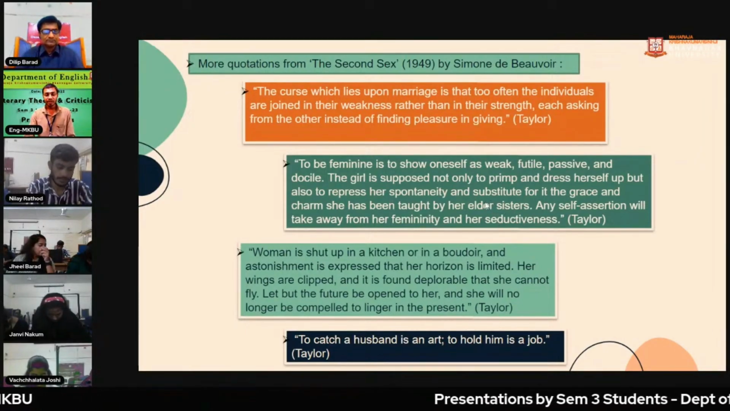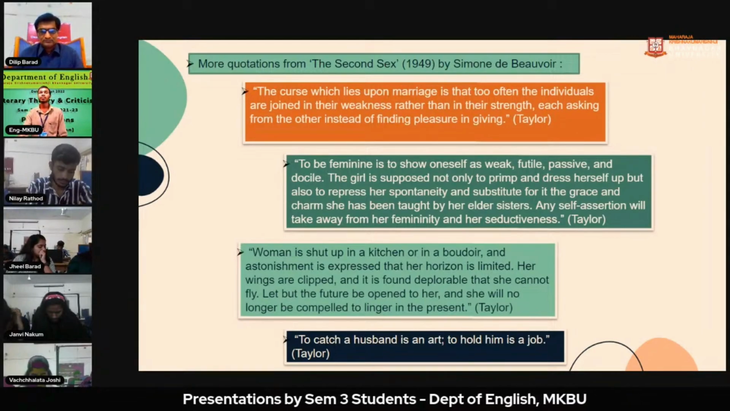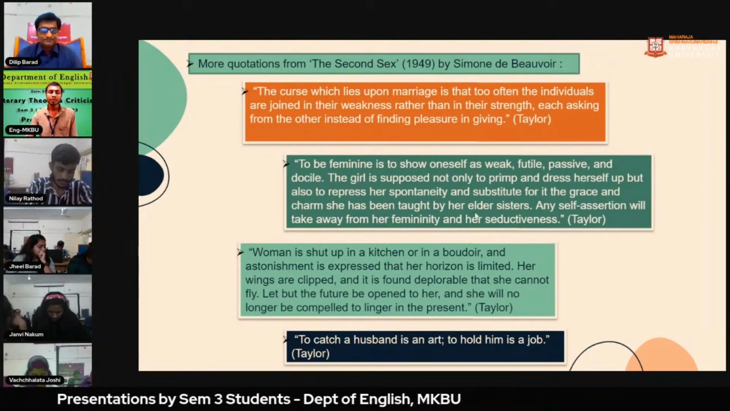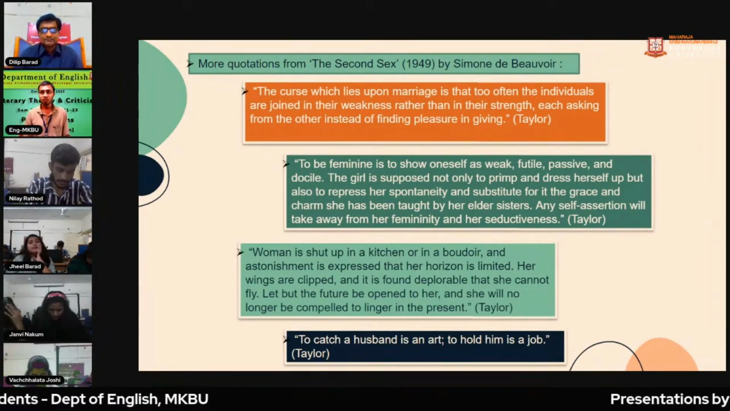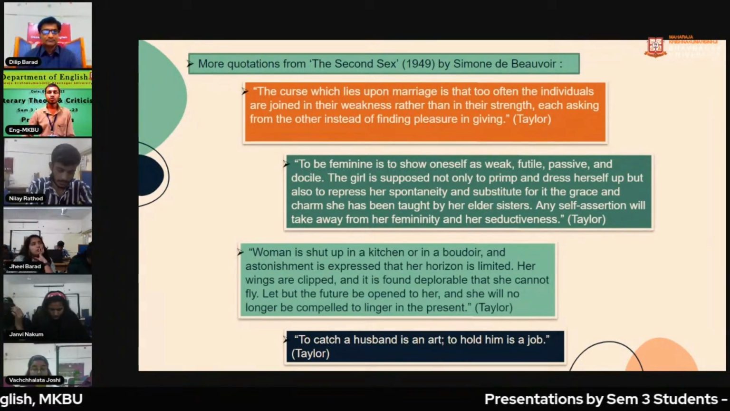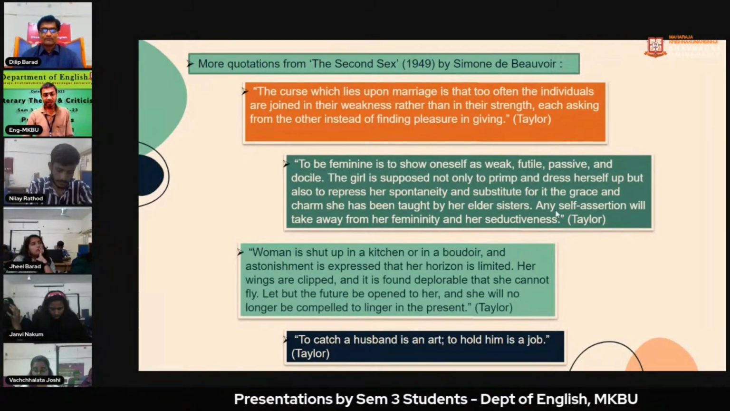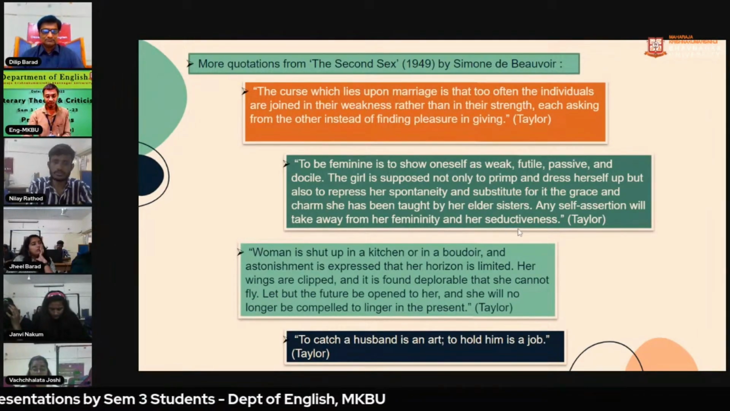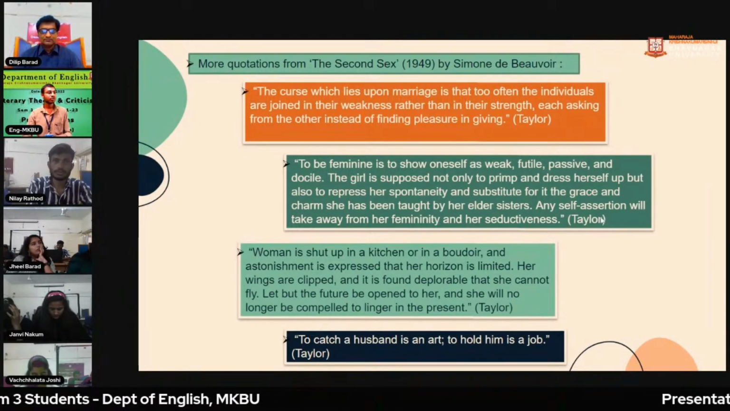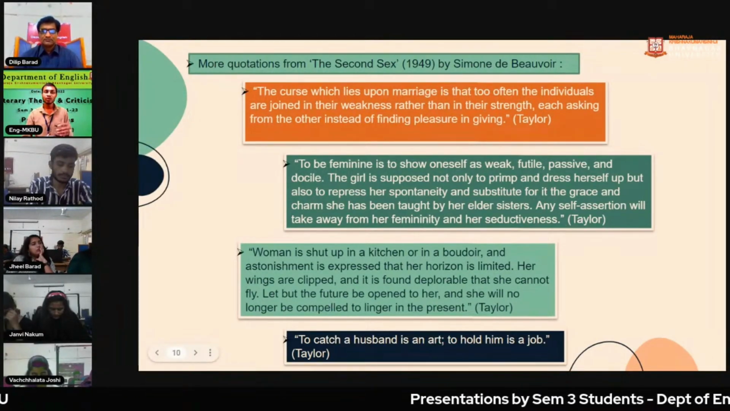In the Indian context, if we apply personal observation, we will find that people, especially the ladies, are preparing the younger ladies to do these chores and other things to please the man or the husband she is going to marry. And any self-assertion will take away from her femininity and her seductiveness. So she is not self-assertive; she cannot say that she wants this. She has to say, okay, you can take this from me.